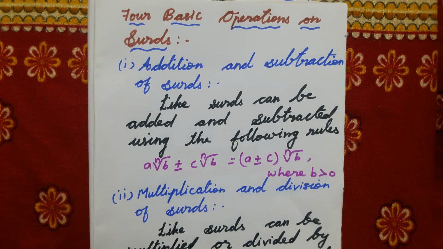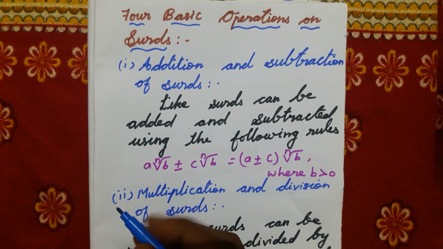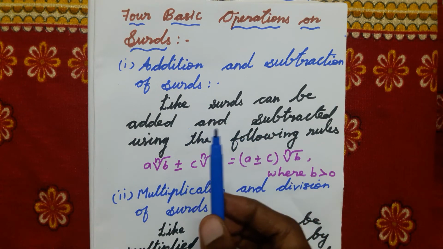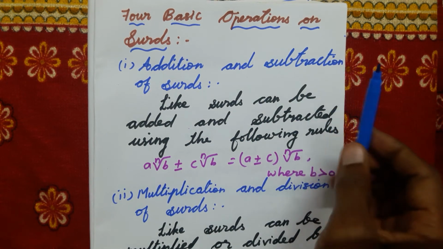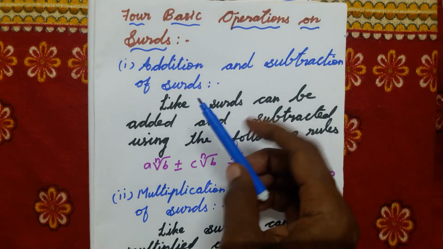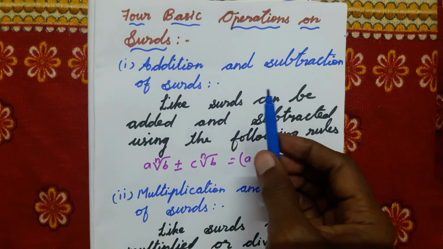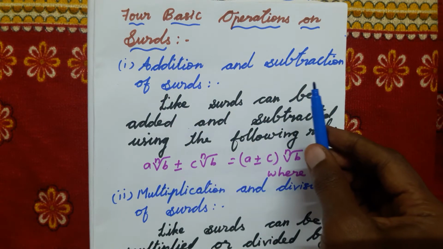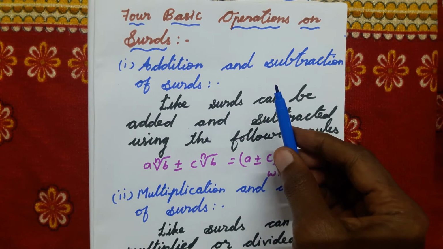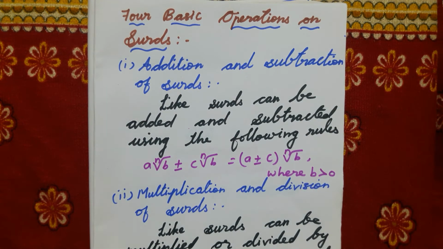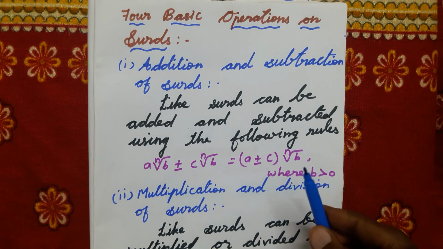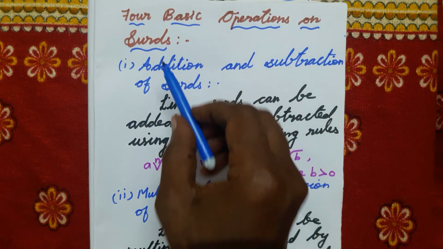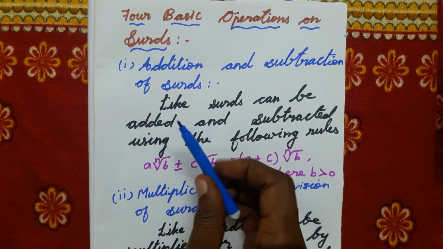Next, the four basic operations on surds. What are the four basic operations? Addition, subtraction, multiplication and division are the four basic operations in maths. Here we are going to learn these four basic operations on surds.